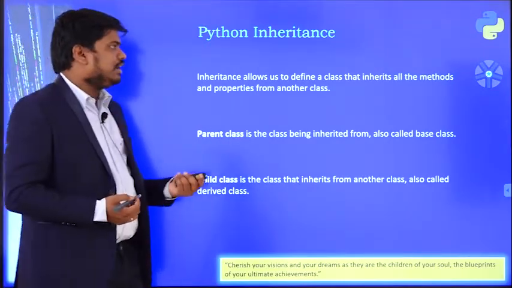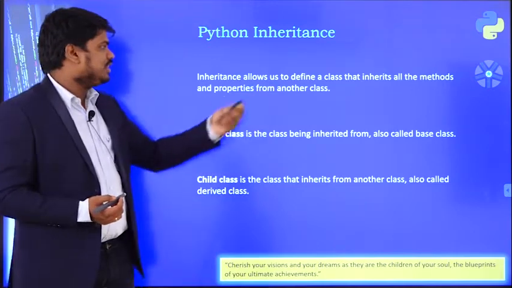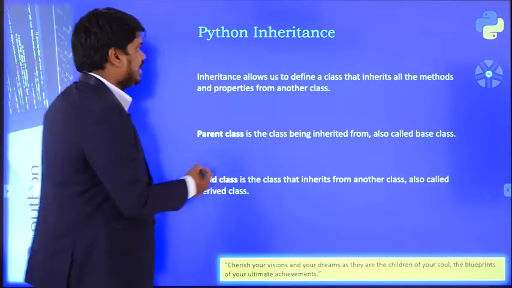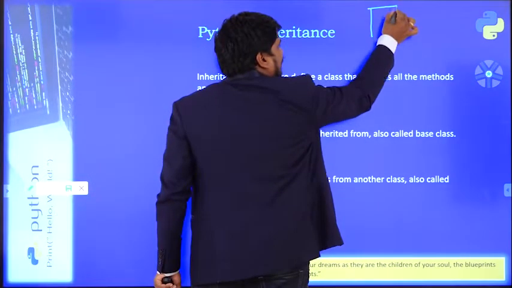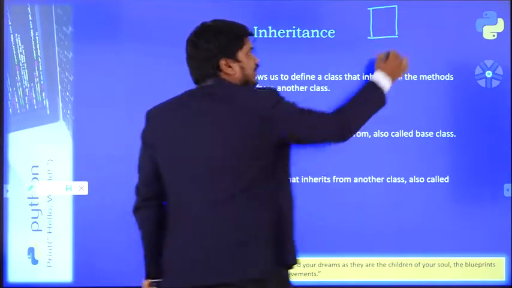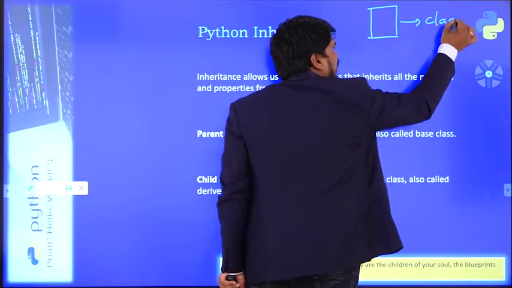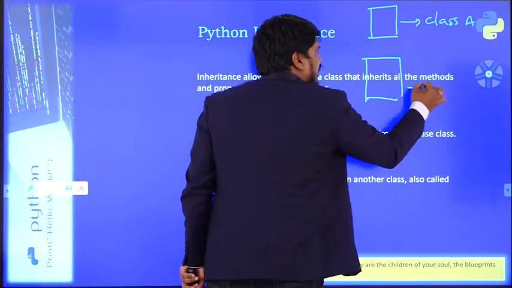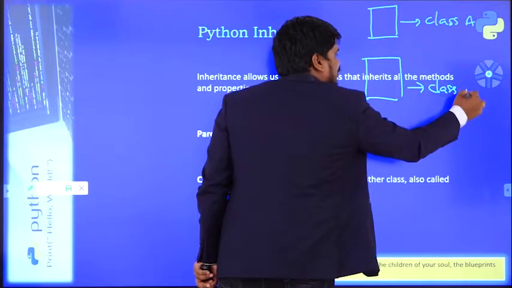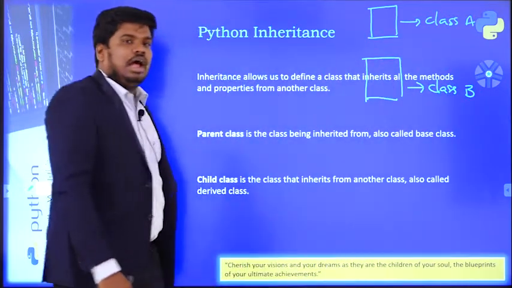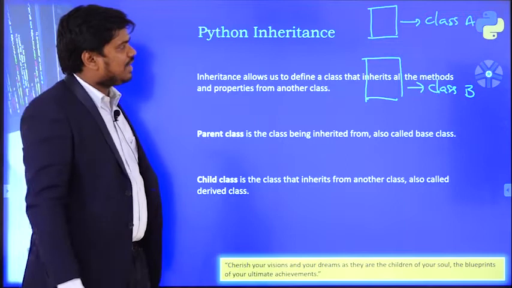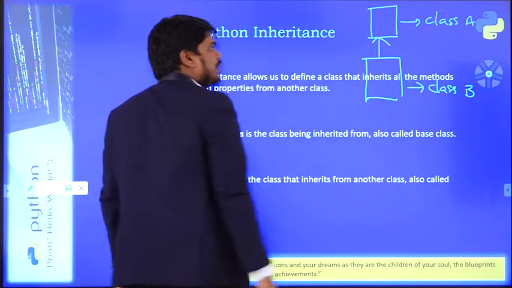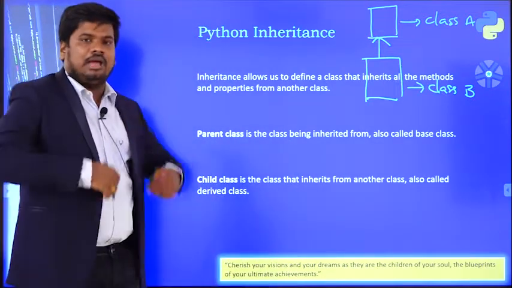So coming to the next important thing, what is Python inheritance? Python inheritance allows us to inherit all the methods and properties from one class to another class. For example, observe here. This is my one class, the name of this class is class A. And the next one is class B. I want to inherit all the properties from class A to class B.